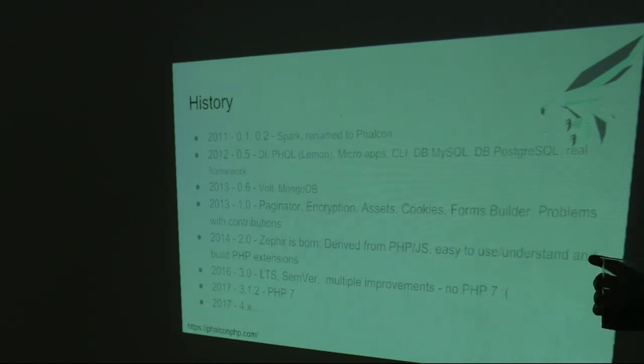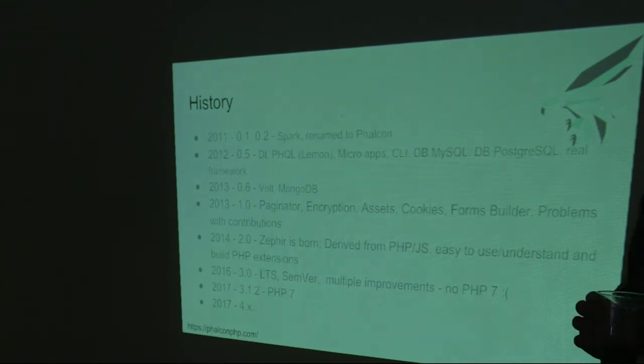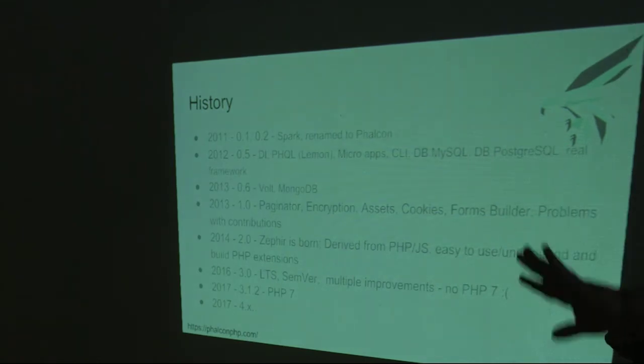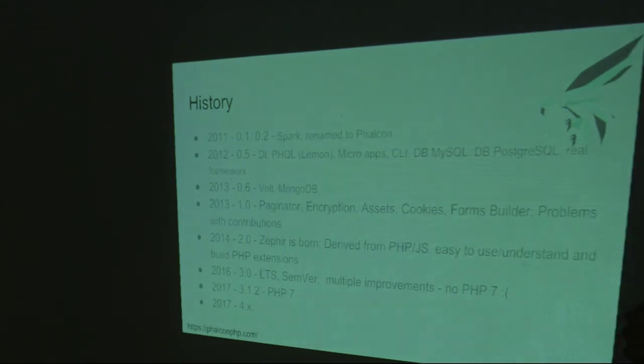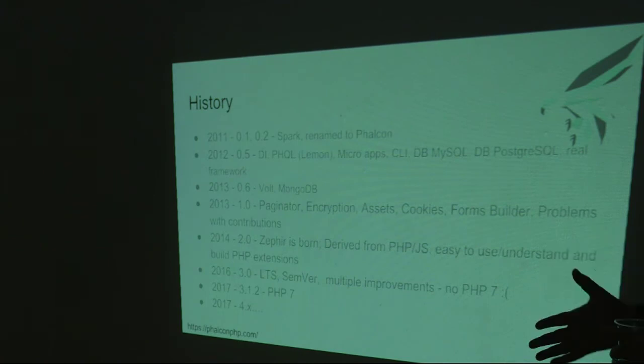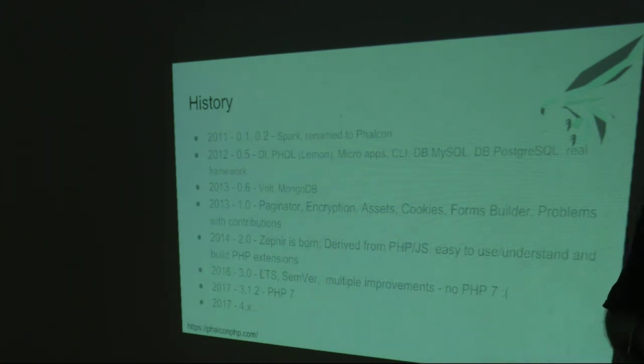0.6, that was again in 2012. We offered Volt and the ODM for MongoDB. I know 0.7, I don't have it here, but I think at that time we pretty much scrubbed everything from the code and we actually put interfaces so that people can start extending. 2013, version 1.0, which was a great feeling to have.